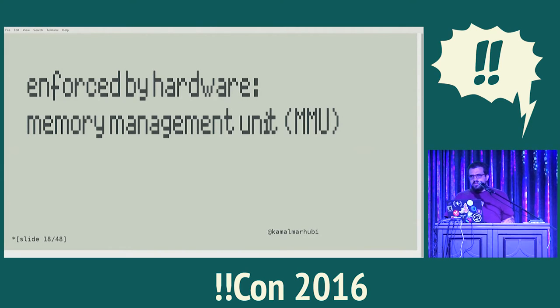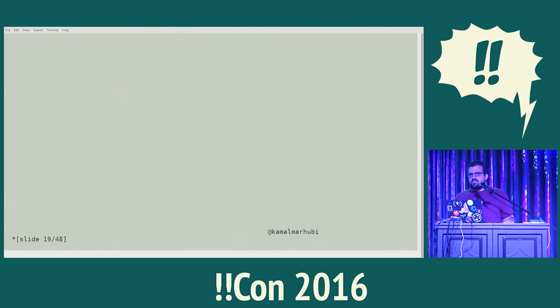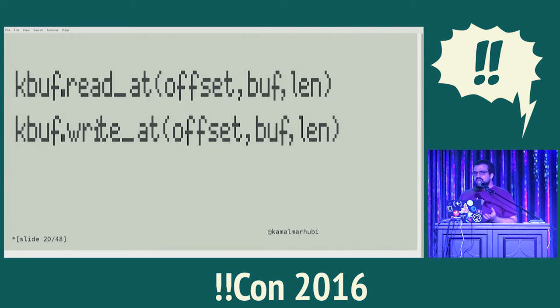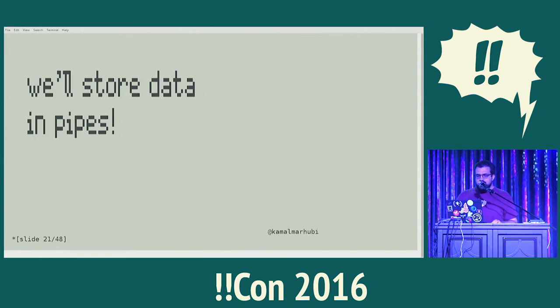Okay, now a recap. We're going to store lots of data in memory without using memory. We're going to store it in kernel memory, but we can't access kernel memory. Still not making very much sense, but bear with me. This is the interface I want to go for. We want a kernel buffer that we can read and write anywhere: read at an offset into some buffer, some number of bytes, and similar for write. And we're going to store the data in pipes. Andreas was storing file descriptors in sockets. I'm going to store data in pipes.